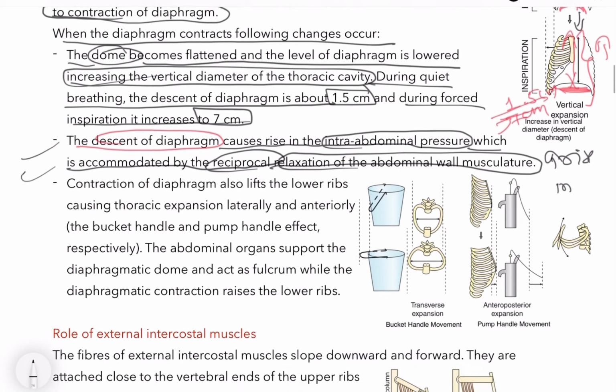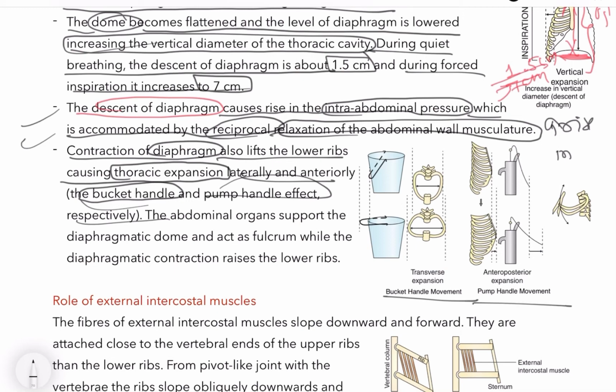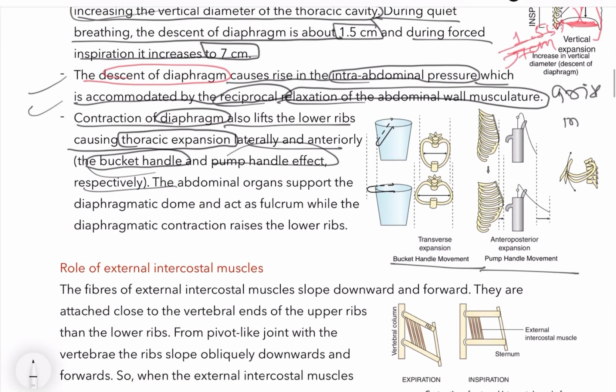Do remember. Now contraction of the diaphragm also lifts the lower ribs, causing thoracic expansion laterally and anteriorly. Now thoracic expansion is lateral and anterior both, which is known as bucket handle and pump handle movement. This is bucket handle movement, this is pump handle movement. Means when the bucket is lying and when you expand, see, the area was this much. But when you pull up the bucket, the area increases.